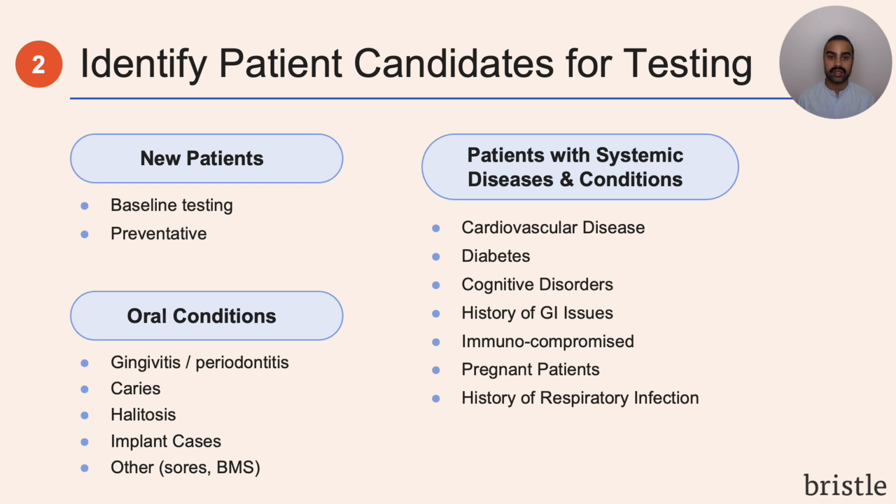The second bucket is any patients with oral conditions, with gingivitis and periodontal disease patients and caries patients being the 2 most common. The testing allows you to determine severity of the disease based on bacterial levels. And the third bucket is patients with systemic conditions like diabetes, heart disease, GI issues, and cognitive decline. Because of the oral systemic connections that exist, screening these at-risk patients can help them better manage their overall health.